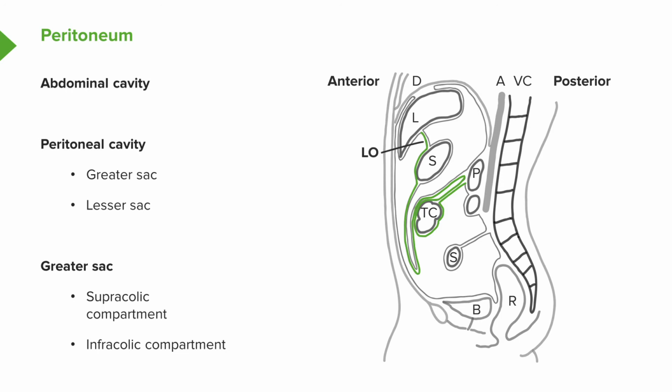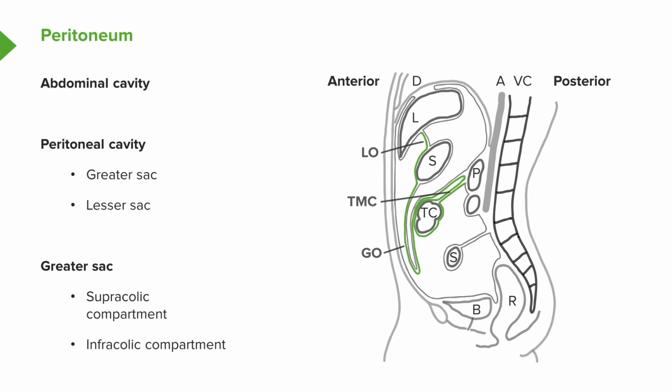So what we've described is the lesser omentum here. We've described the greater omentum here. Lesser omentum, the greater omentum. Remember these peritoneal structures that are suspending the liver. We can then see that running back towards the pancreas and then running towards the transverse colon, we have found the transverse mesocolon, suspending the transverse colon.